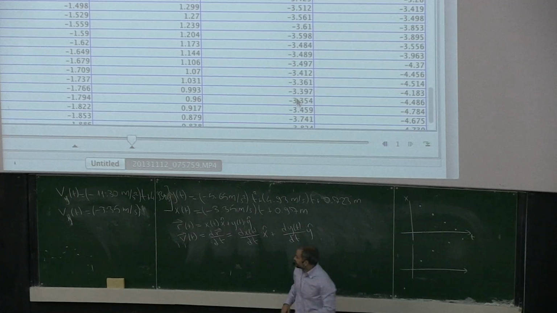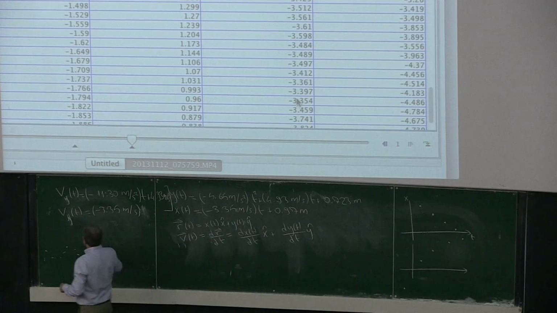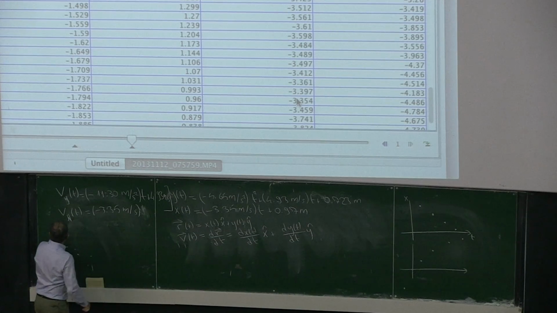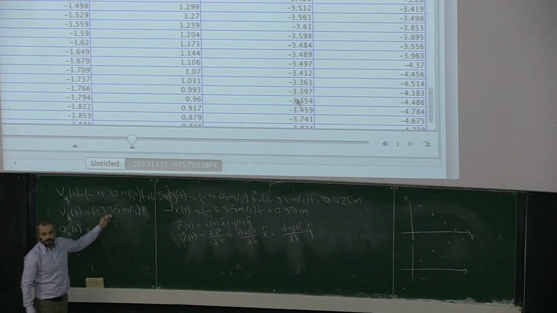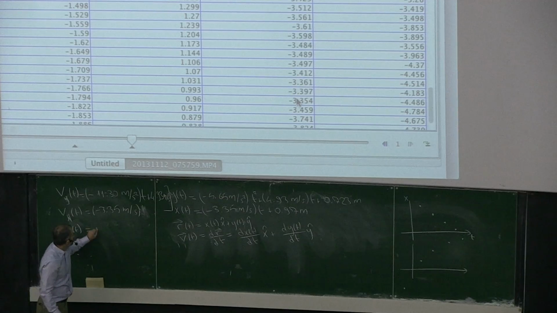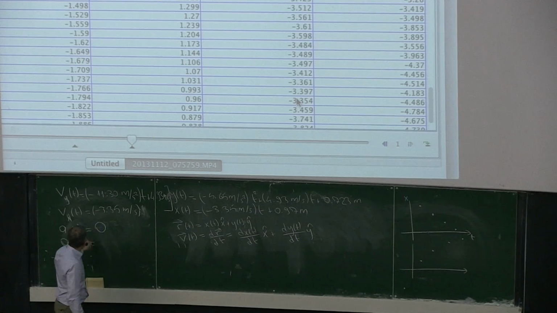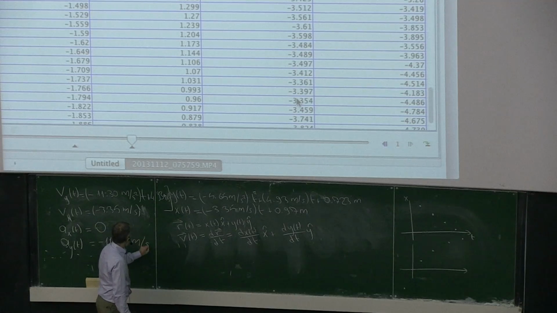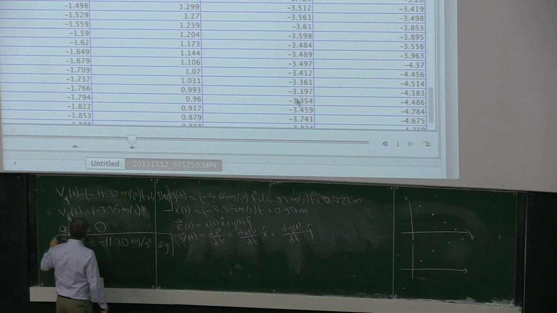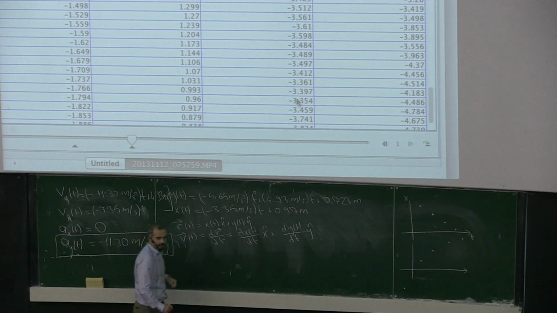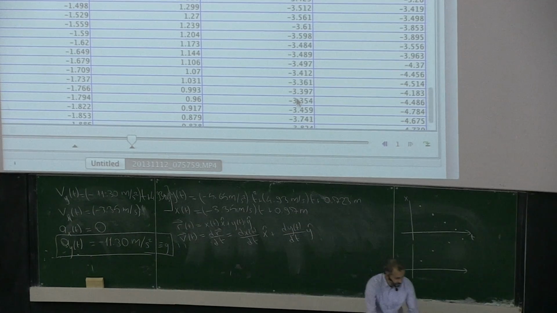Now the acceleration. The x component of the acceleration: the x component of the velocity is almost a constant, so this is 0. The y component of acceleration is just the time derivative of this one. It is minus 11.30 meters per second squared. This is our g. So let's see what this program gives us.